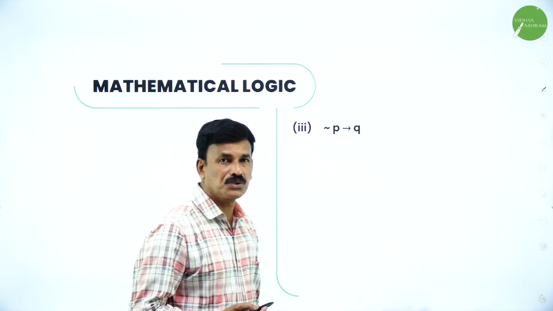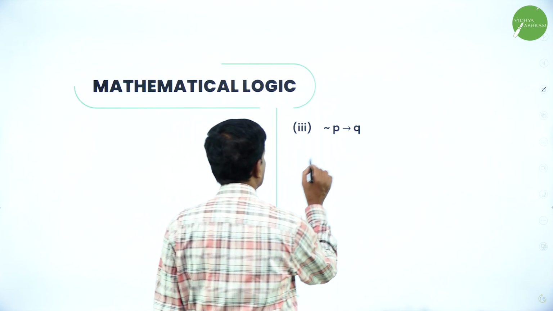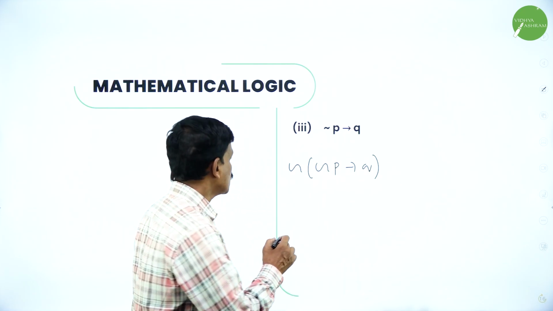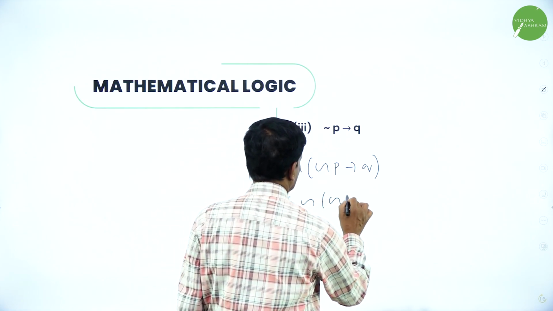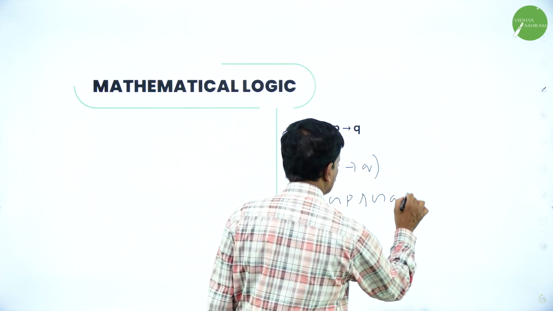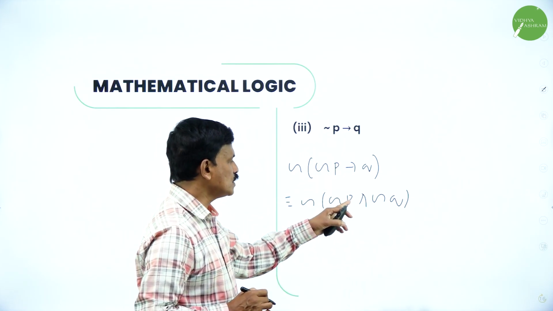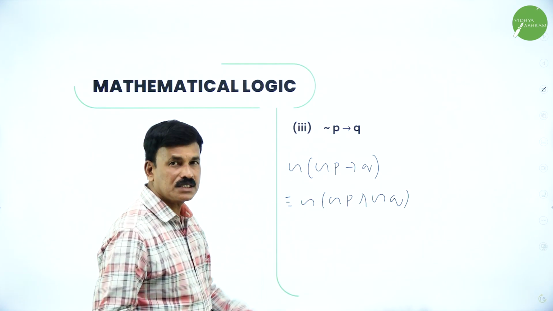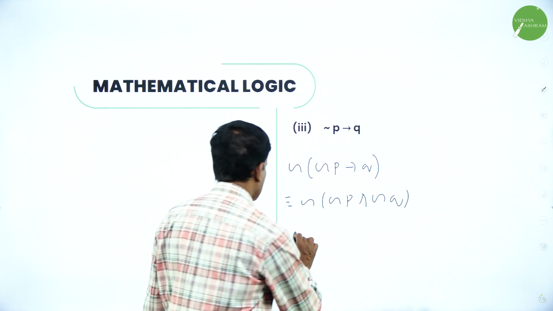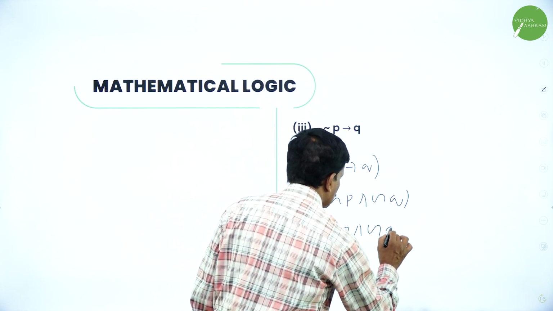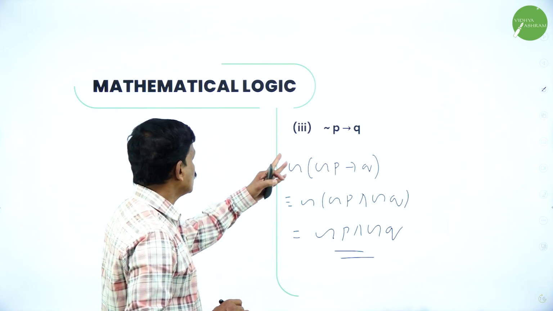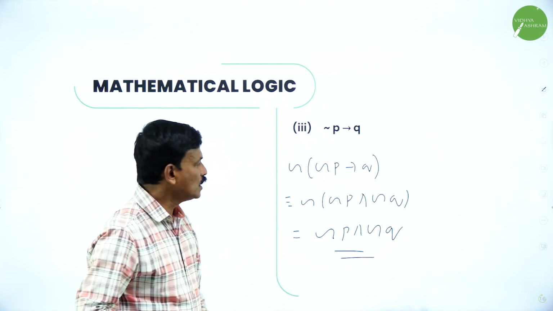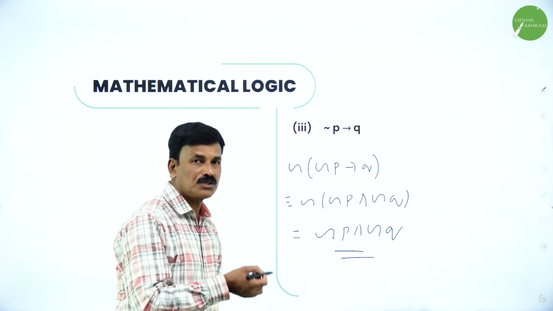Negation of P conditional to Q. The negation of this, negation P conditional to Q, can be written as negation of negation P conjunction negation Q. So negation of P conditional to Q is P conjunction negation Q. Negation of negation P conjunction negation Q is nothing but negation of P conjunction negation of Q. That's it. This is how we are going to solve this problem.